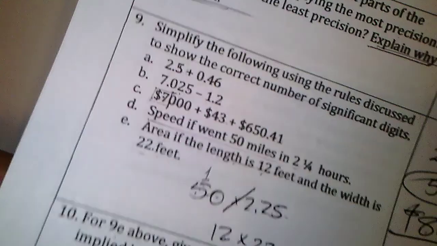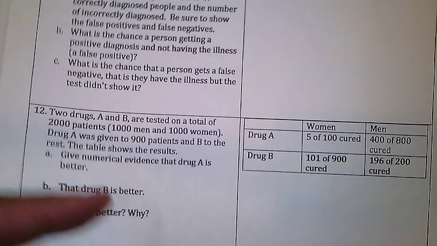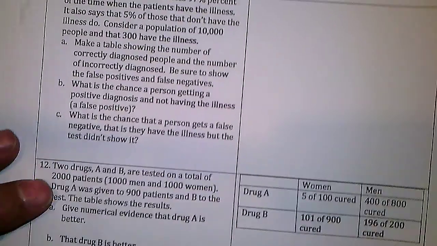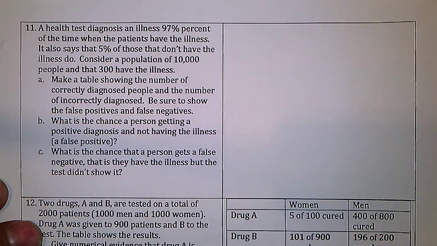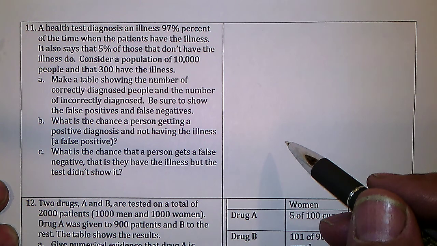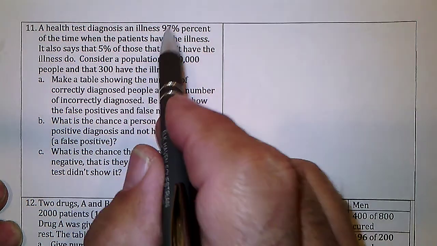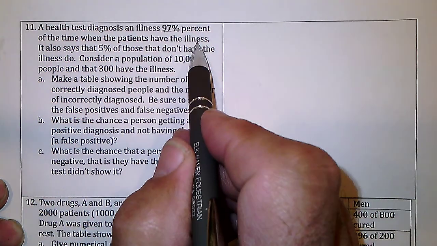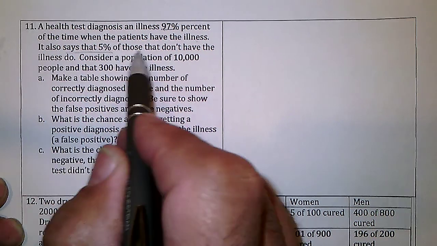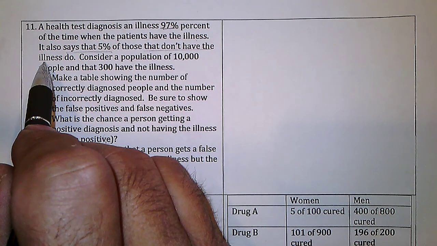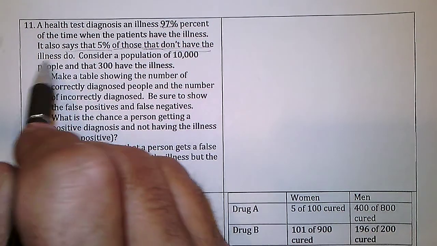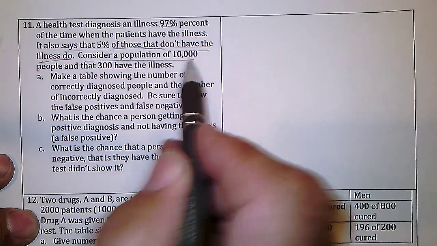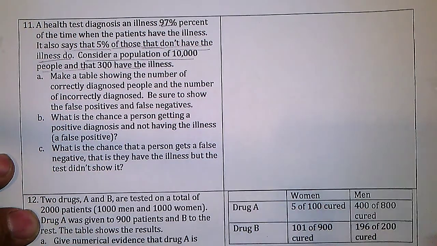Okay, last page. Health diagnosis test. It says a test for an illness gets the illness correct 97% of the time when the patients have the illness. It also says that 5% of those that don't have the illness actually do test positive. So consider a population of 10,000 people where 300 have the illness.